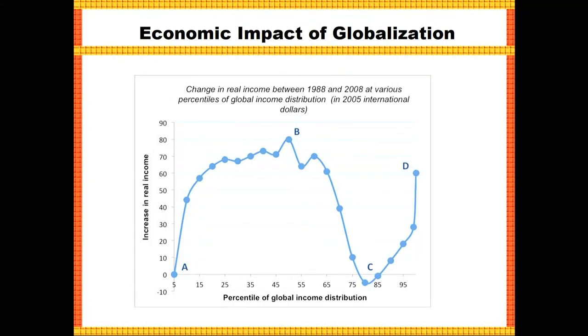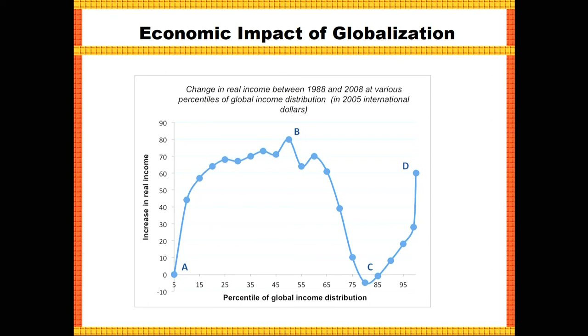So this is called the elephant chart, and this was published a couple of years ago. What does the elephant chart show? It looks at the whole world globally. It looks at the income distribution across the whole world and shows how people have benefited from it. And it looks like an elephant. This is the trunk, this is the hump.